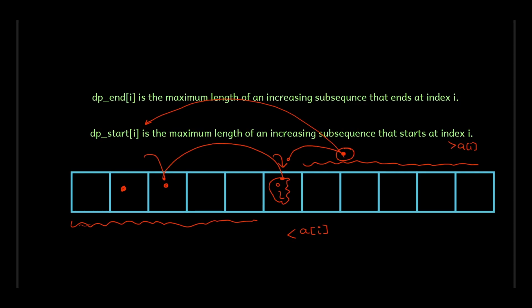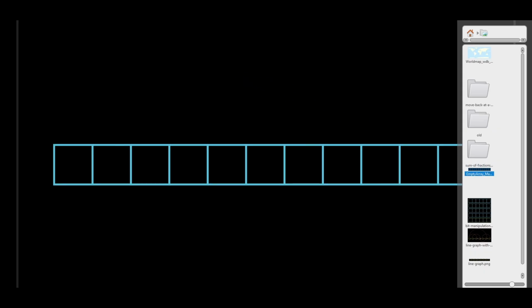So now I have shown you an algorithm to populate dp end of I and dp start of I. So now how do you find the answer? So at this point you can pause the video and try to find the answer yourself. If not, I can show you what the answer is.